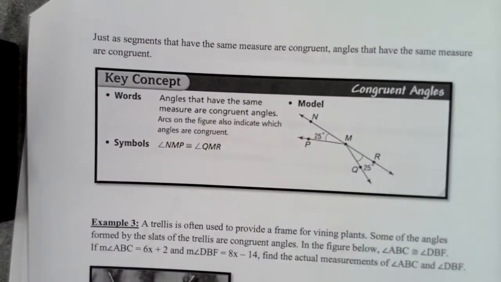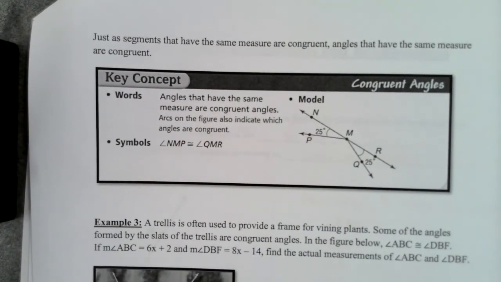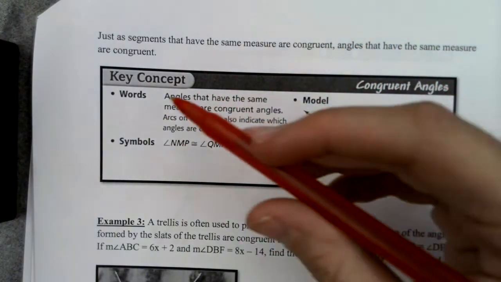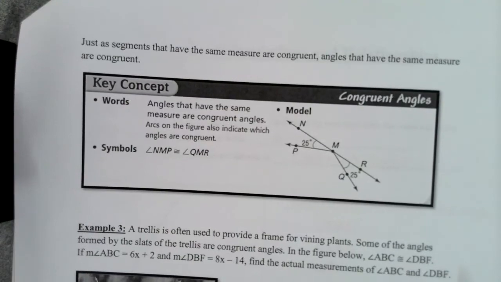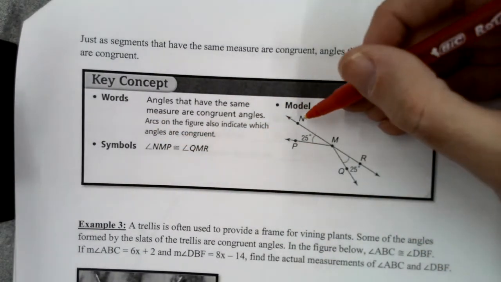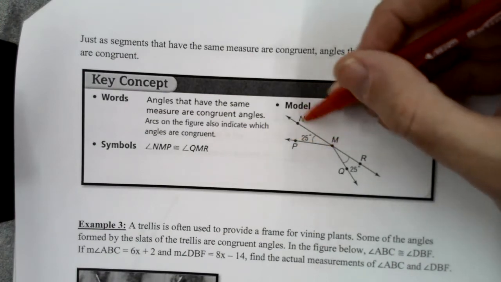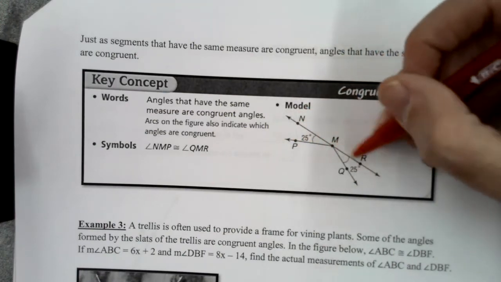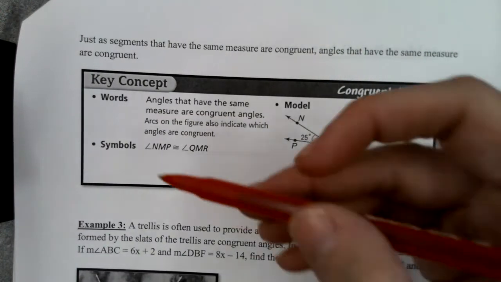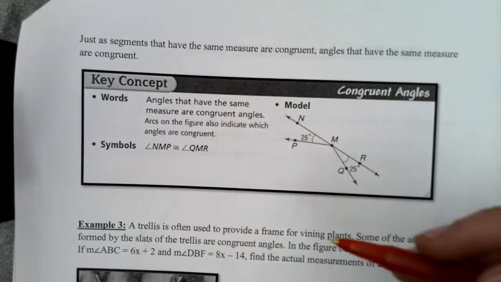Okay, on to the last page. This is just a recap from the first page as well. So just as segments that have the same measure are congruent, angles that have the same measure are congruent. I mentioned that on the first page. And this is the symbol for that. So if you look at the diagram, this angle right here is 25 degrees. This angle right here is 25 degrees. So it means that their measures are equal, which means that the two angles are congruent, okay?